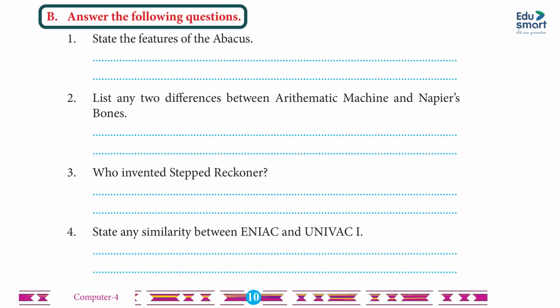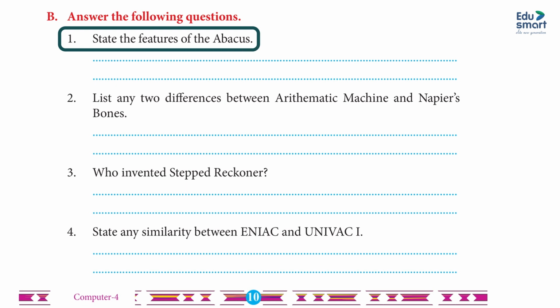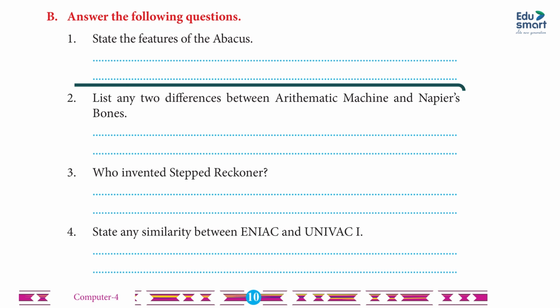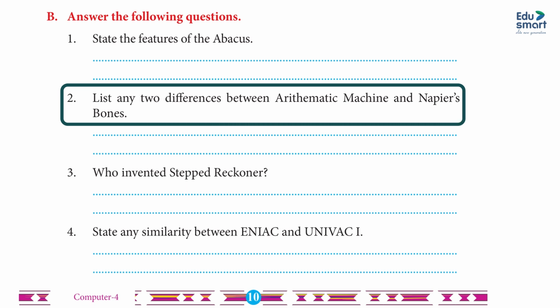B. Answer the following questions. 1. State the features of the abacus. Answer: the feature of the abacus is that it was used to rapidly and easily conduct addition and subtraction. 2. List any two differences between arithmetic machine and Napier's bone.